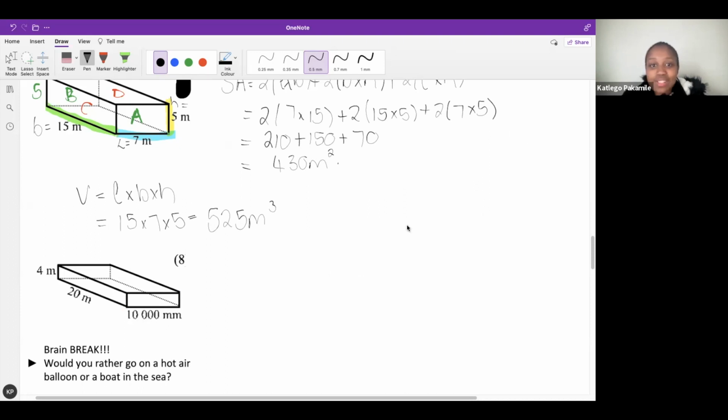Hands for the brain break, guys. There's only one hand up. Setabile, are you there? Yes, ma'am. Would you rather go on a hot air balloon or on a boat in the sea? On a boat. What's wrong with the hot air balloon?